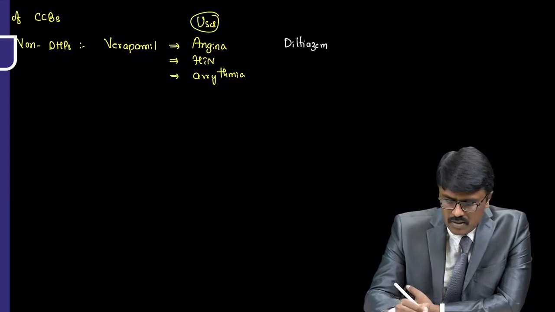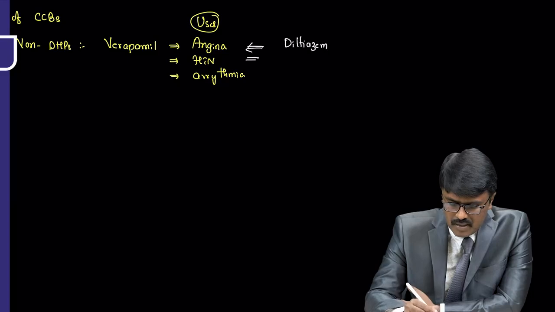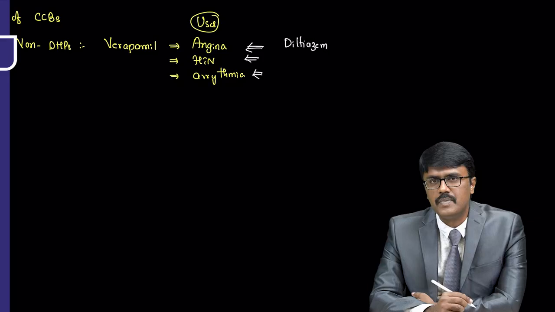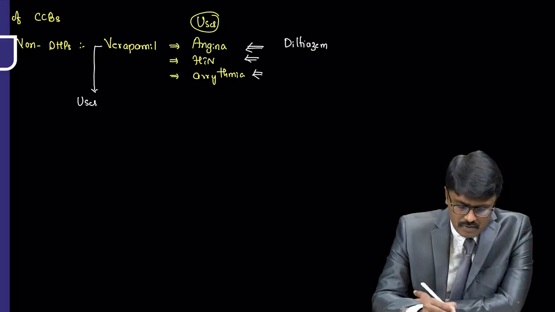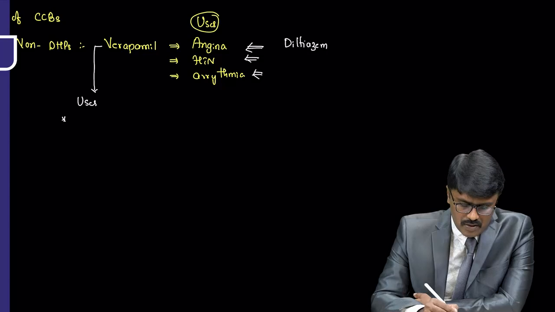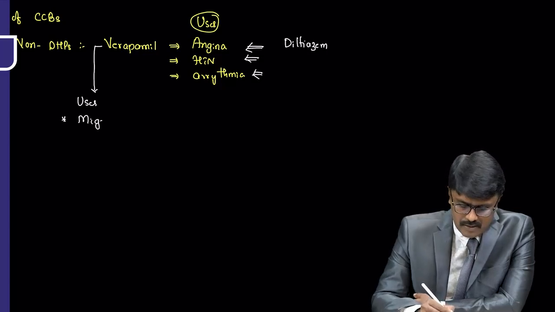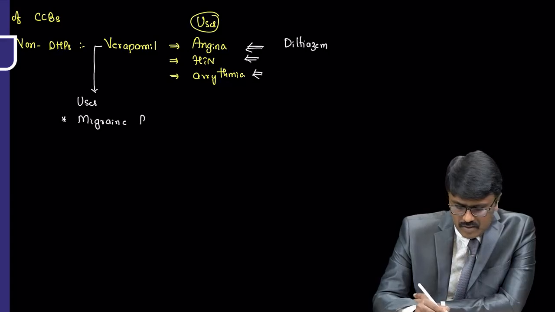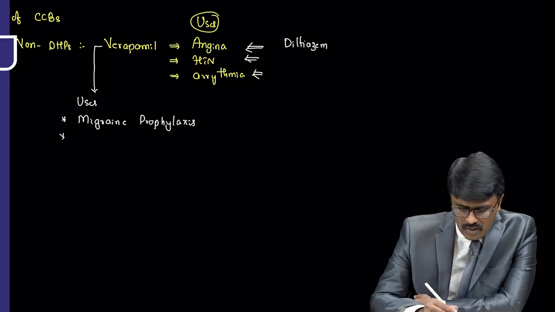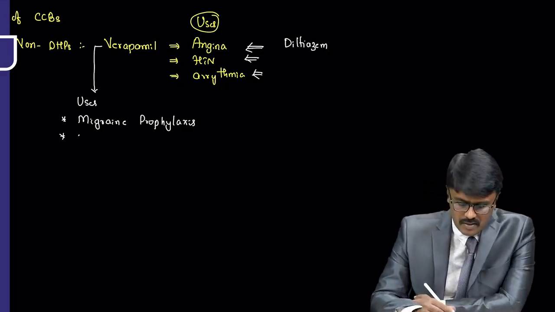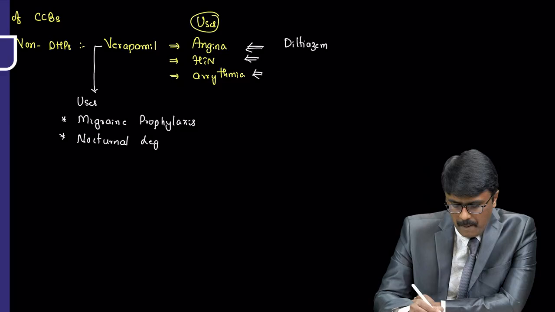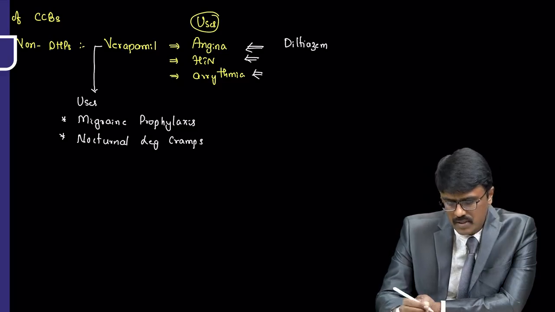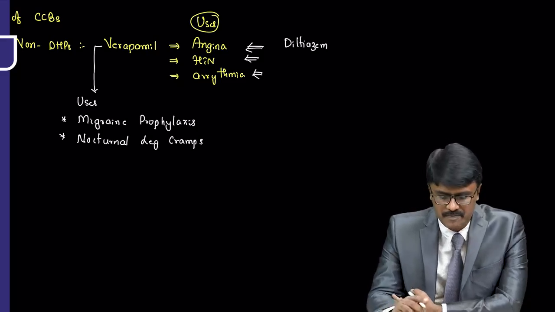Diltiazem is also used in these conditions: angina, hypertension, arrhythmia. What are the special uses of verapamil then? Apart from this, what are the other uses of verapamil? Verapamil is also used in migraine prophylaxis. One more condition where we use verapamil is a condition called nocturnal leg cramps.